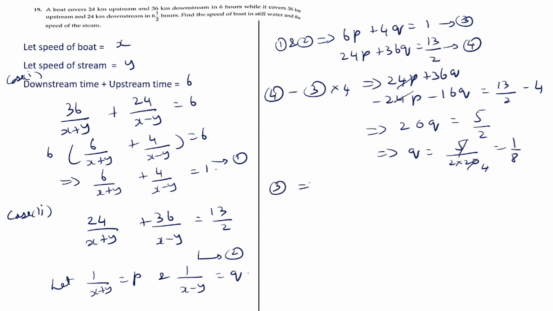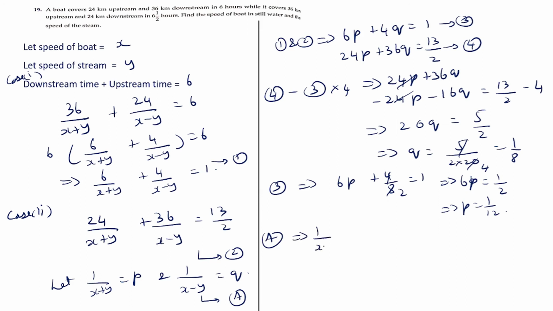Then from 3 we can find p. 6p plus 4 by 8 is 1, or we have 6p is 1 minus half, which is half, or p is 1 by 12. Let us take this as A. A implies 1 by x plus y equal to 1 by 12, or x plus y equal to 12, and 1 by x minus y equal to 1 by 8, or x minus y equal to 8.